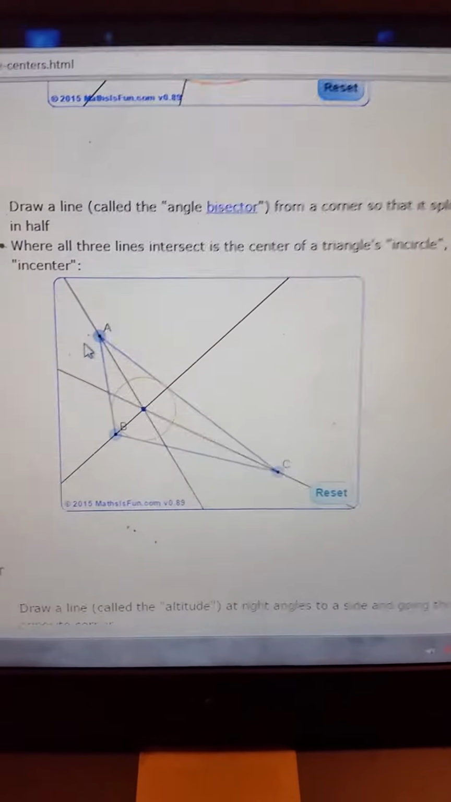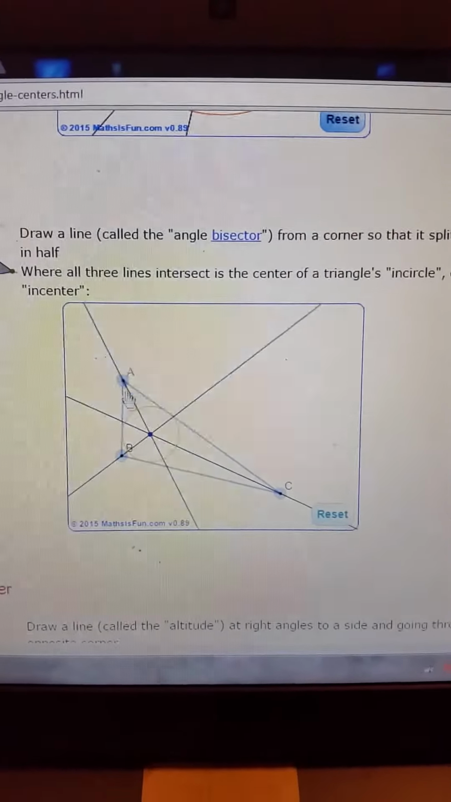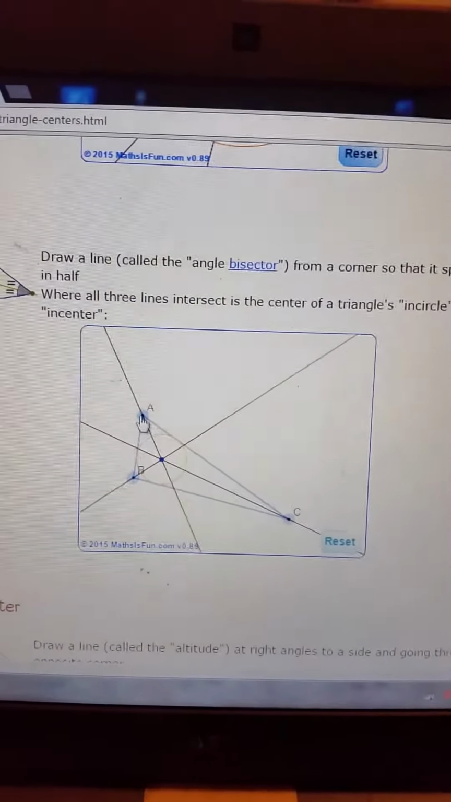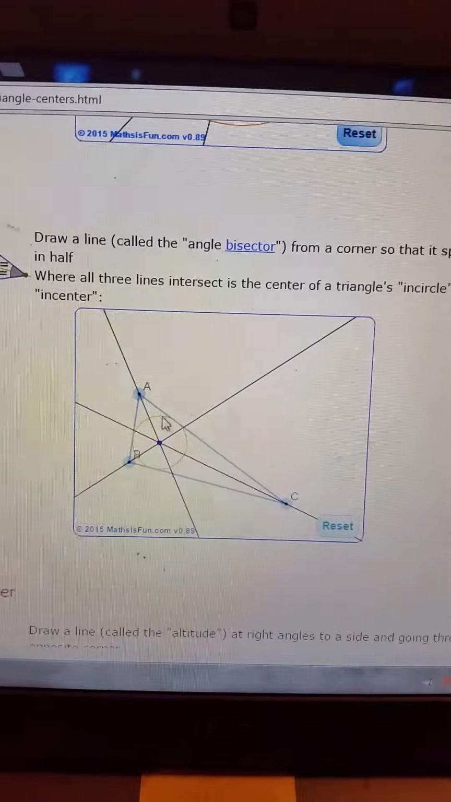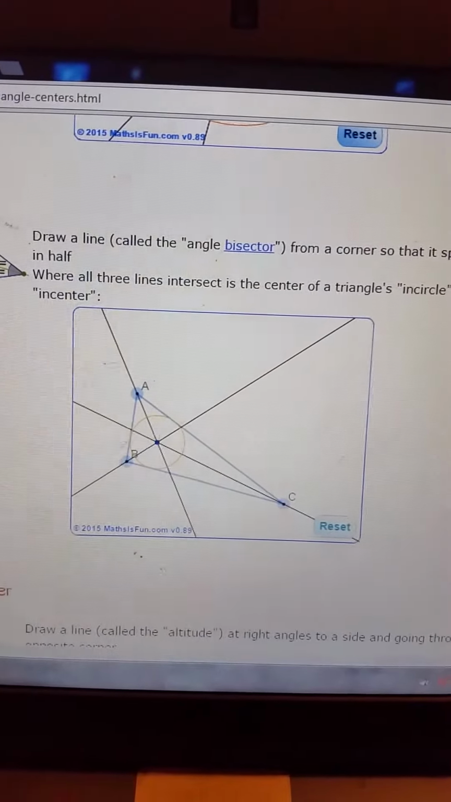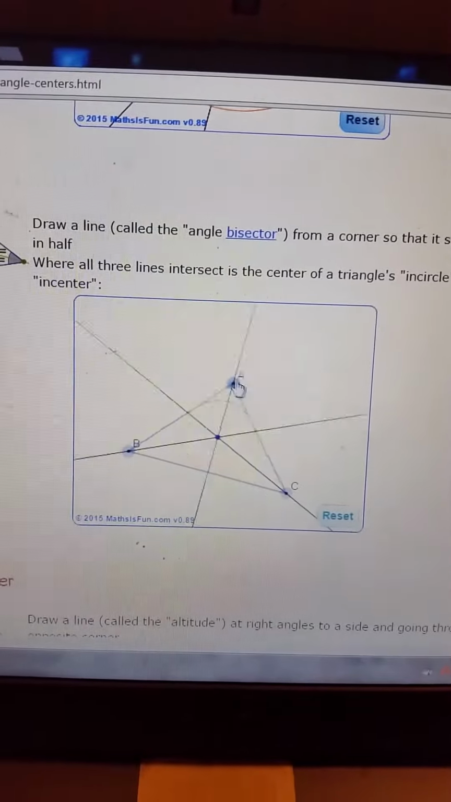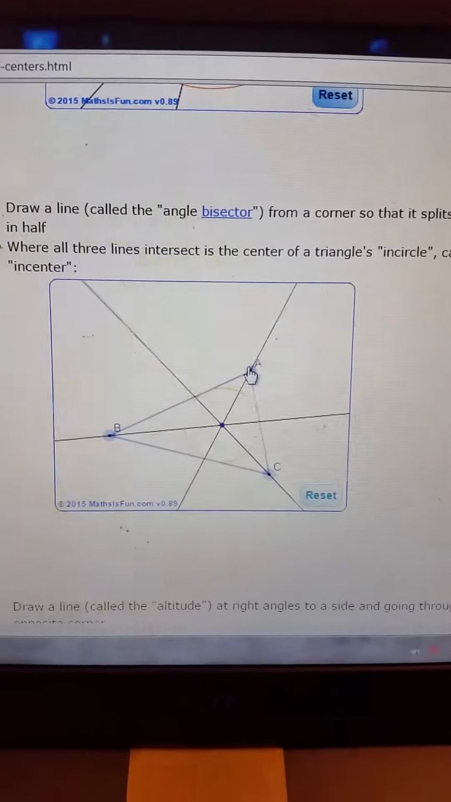But when we look at the in-center, if we're going to be equidistant from the sides, it has to be inside. So the in-center is always going to be inside, okay? Sometimes you can see the in-center is a little more to the left in the triangle, but it's still the same distance from each side, okay?